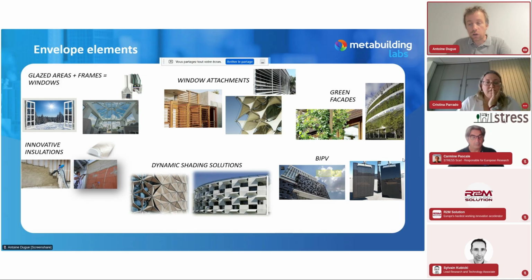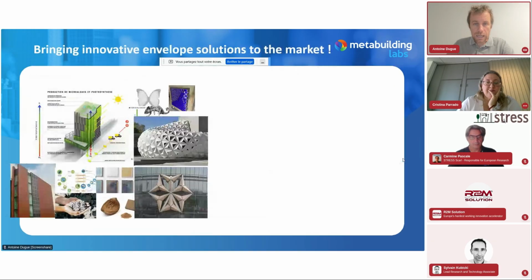So that is just a way to illustrate that there is a large variety of envelope elements that have a potential impact, obviously, as I presented in the previous slide, on the solar gains, but also potentially even on ventilation and so on. So here, again, we have all these solutions that can be quite innovative, and the Metabuilding Labs project had, as its core foundation, how to bring those innovative envelope solutions to the markets.